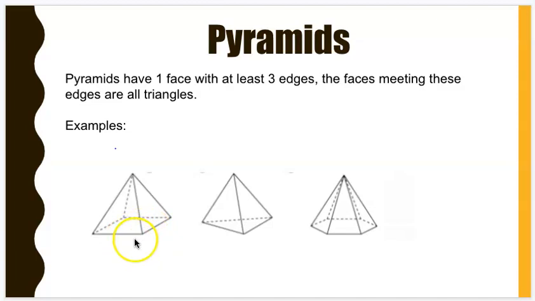So here's an example of a rectangular pyramid, a triangular pyramid, also known as a tetrahedron, which is one of the Platonic solids, and this is a hexagonal pyramid. Pyramids are similar to prisms in that they're named by their bases, but they only have a single base instead of 2 parallel bases.